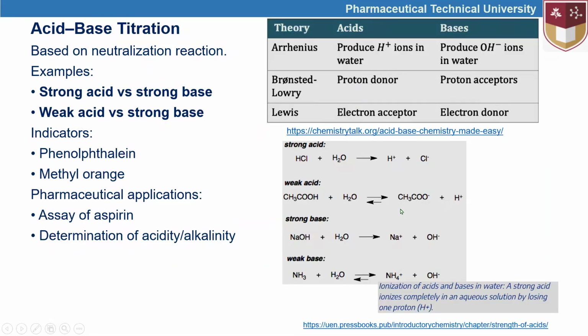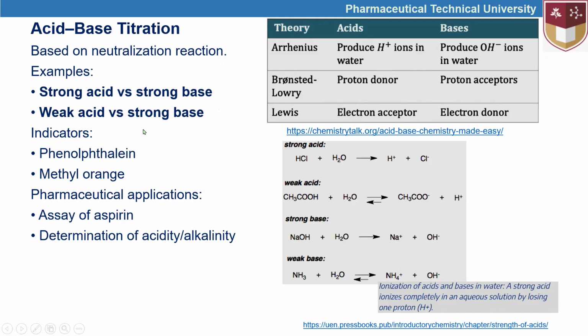Okay. And the first type of titration we are going to talk about, this is the largest volume of the topic. This is acid-base titration. Acid-base titration is based on the neutralization reaction. The examples can be the reaction between a strong acid and a strong base, or a weak acid and a weak base.